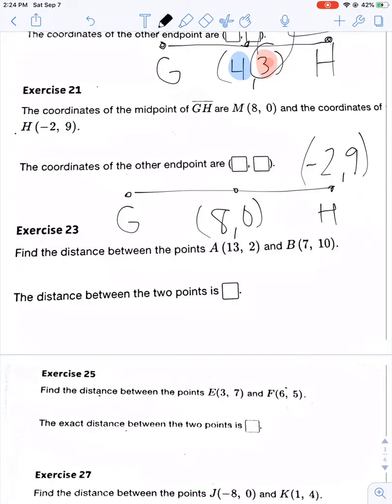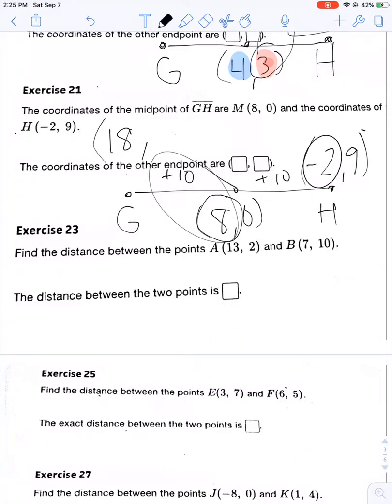Since this is the midpoint, we just have to find out how far on the number line or coordinate plane we are moving from here to here. To get from -2 to 8, you have to go up 10. If it was +10 to get to the middle, it's going to be another +10 to get to the other side. 8 plus 10 is 18.